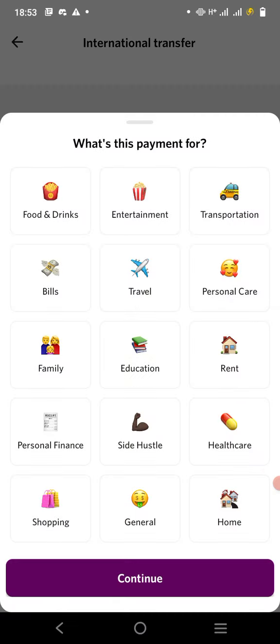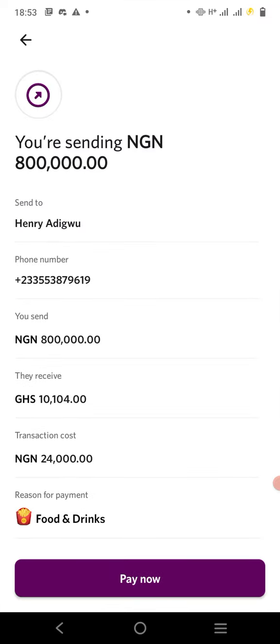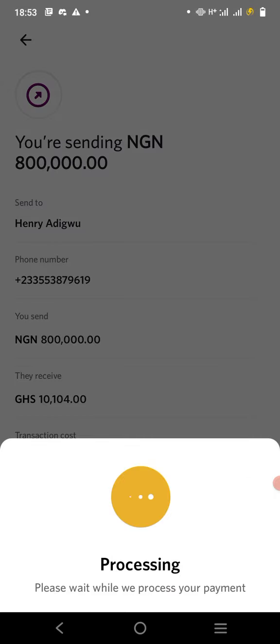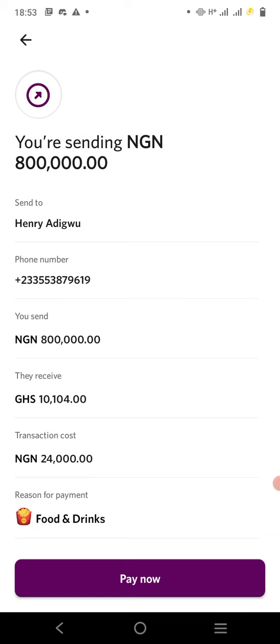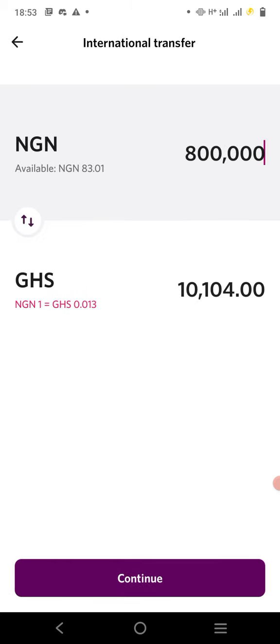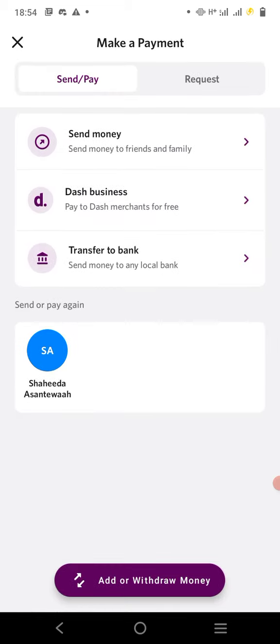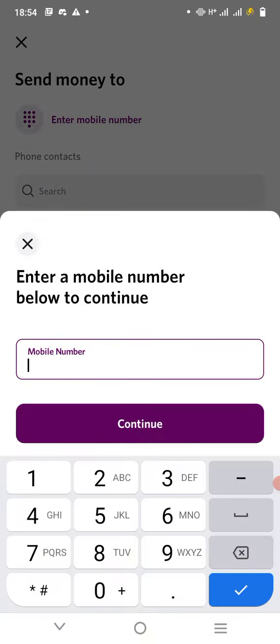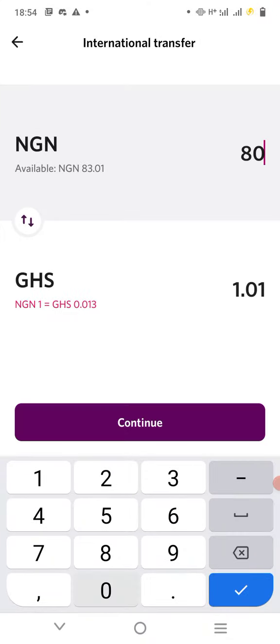If you click on continue, then you choose, you send it to the person's Dash account. Now for a case like this, they require the person to have a Dash account when sending. So you send the money from this Nigerian Dash account to the Ghanaian Dash account. So once the money reflects, so the person gets, I'm sorry, let's see that again. So we said 800,000.